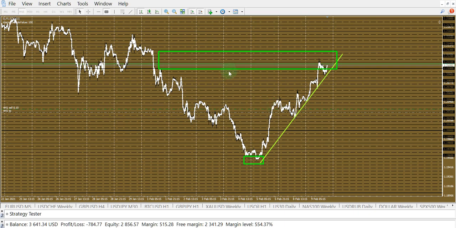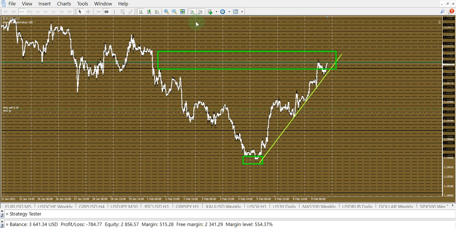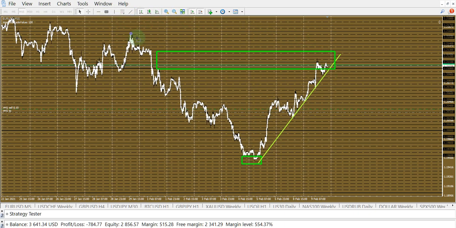Same thing on the top side. Deep supply zone. I'm short. Now I'm going to play the same game. I got sell limits up here.